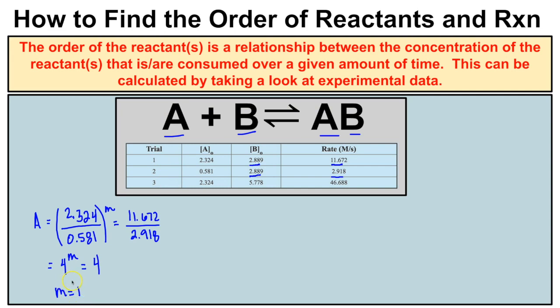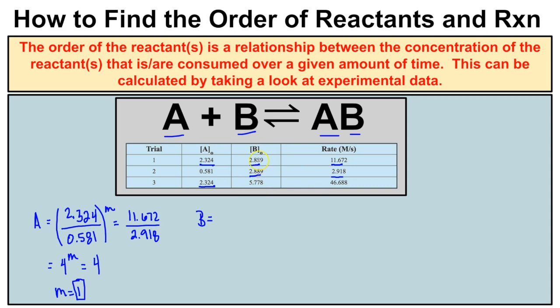So the order of A is going to be 1. This is a first order reactant right here. And so let's calculate the order of B now. To get the order of B, we're going to hold A constant, here and here. And then we're going to compare the concentration of B to the rate.